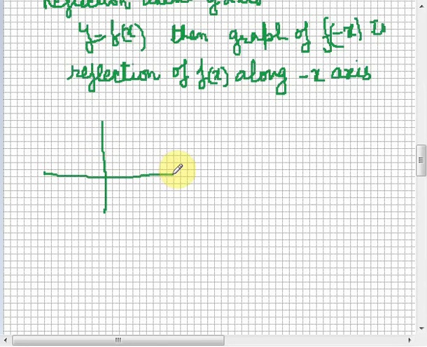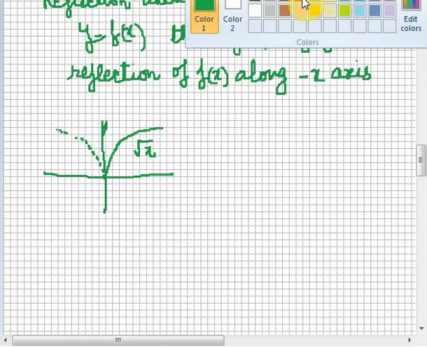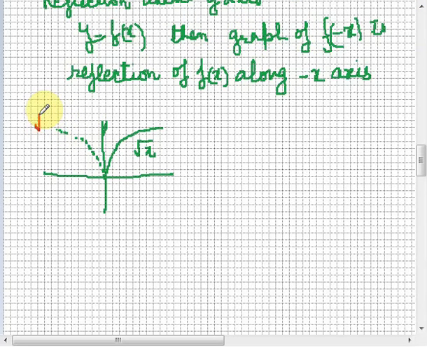Suppose this is the graph of a function given like this. It is a graph of under root x, and we want to find the reflection of this graph along the y-axis. So reflection upon the y-axis means this will be the graph of under root minus x.